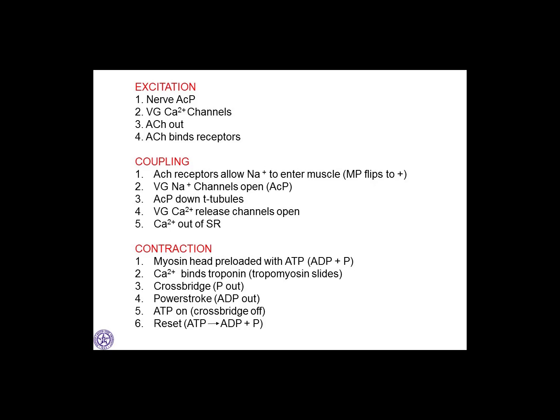All right? So we preloaded myosin. We've slid tropomyosin out of the way. Now, number 3, crossbridge. As soon as the crossbridge happens, what goes? Phosphate. As soon as the phosphate goes, step 4, power stroke. As soon as the power stroke happens, what goes? ADP. But we can't let go until what comes in to break the crossbridge? A new molecule of ATP. It releases, and then we have to reset to do it again.